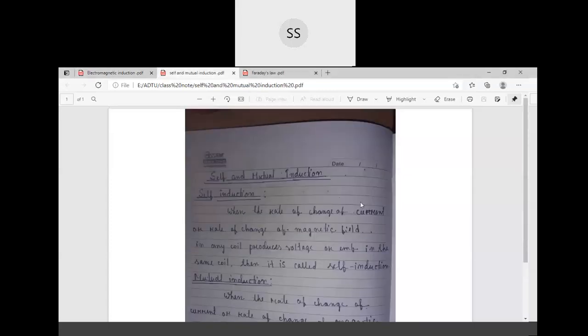Next topic is self and mutual induction. So first of all, we know what induced EMF or electromagnetic induction is. We know electromagnetic induction can be produced in two ways. And third, there are two types of electromagnetic induction. One is self-induction and the other is mutual induction.